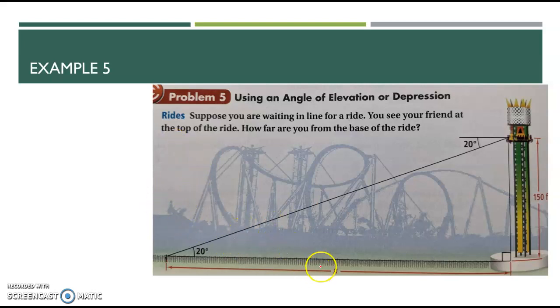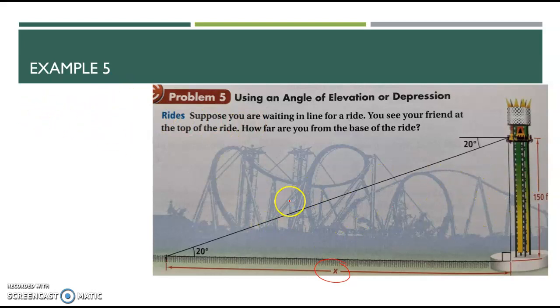All right, so what we are trying to find is how far we are from the base of the ride. And we know that the ride is approximately 150 feet. I say approximately because, let's be honest, if I'm standing in line, I am not getting out a ruler or measuring tape to figure out how tall the ride actually is. So we're just going to go with an approximation.